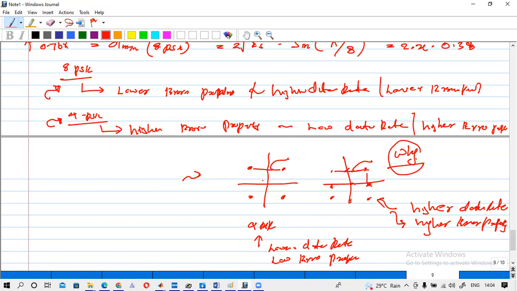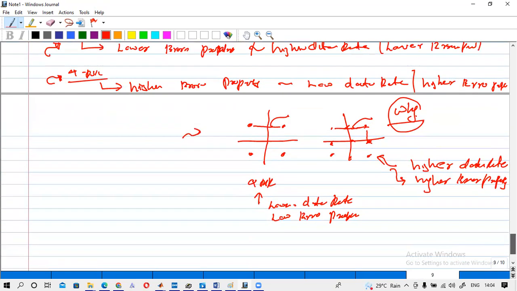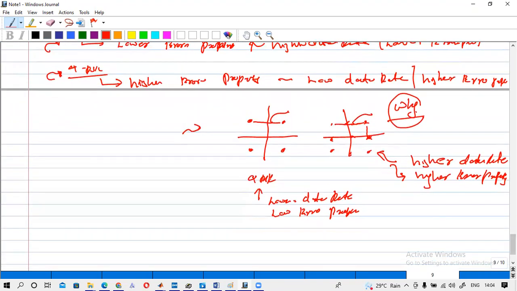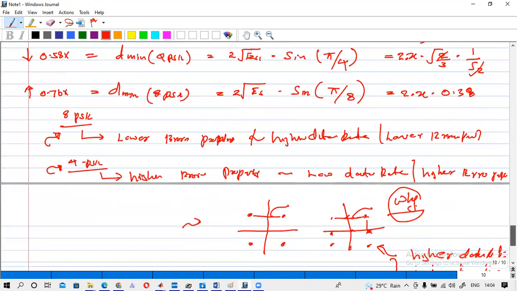You know that if you want to sacrifice one thing, we have to sacrifice another, no? If you want to get something, we have to sacrifice another thing. Okay. So here, in order to have a lower error probability, you sacrifice the data rate. To have a higher data rate, you sacrifice the error probability here. But here, okay.